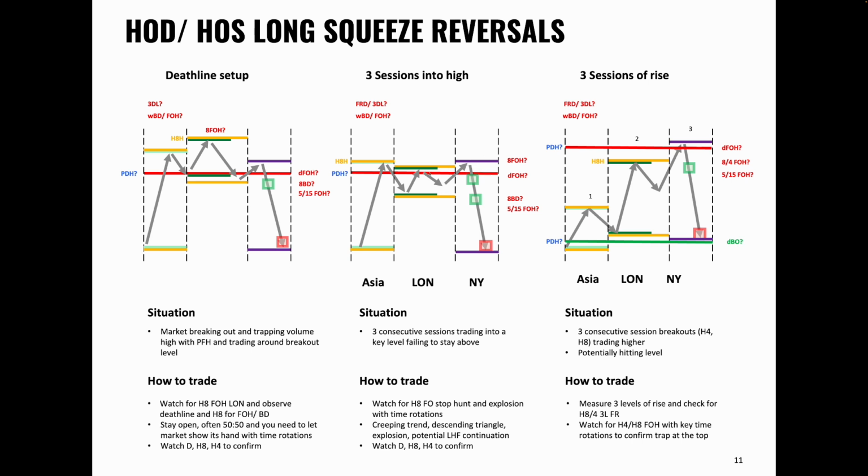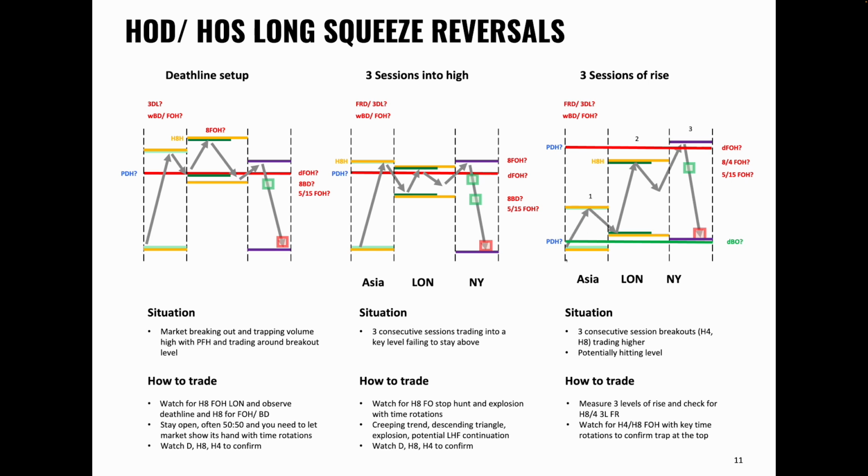So you again here want to have a clear fake out trap on the lower time frame, let the market show its hand, wait for the major time rotations, and then just follow the move. Then a very popular setup, 3 sessions of rise. This typically has multiple variations, so you can trade that in breakout.